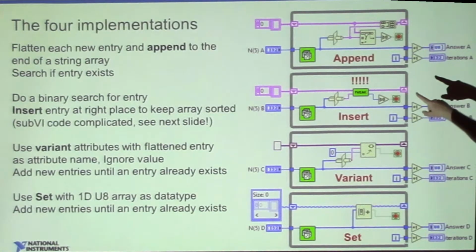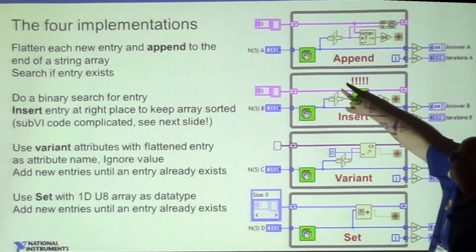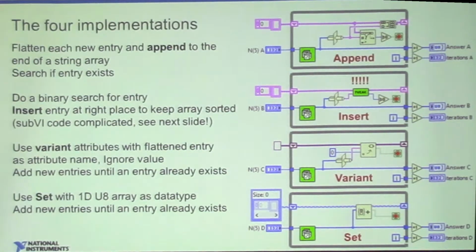I said, with each new entry, this generates n Lotto numbers. It flattens it to a string, adds it to an array, and if the entry already exists in the array, it stops the loop and tells you how many iterations it took. This is the fancy one, and all the secret is in that little sub-VI here. With variants, again, we can't use the array of Lotto numbers. We have to flatten it to a string, and we have to wire a value even if we never care about it.